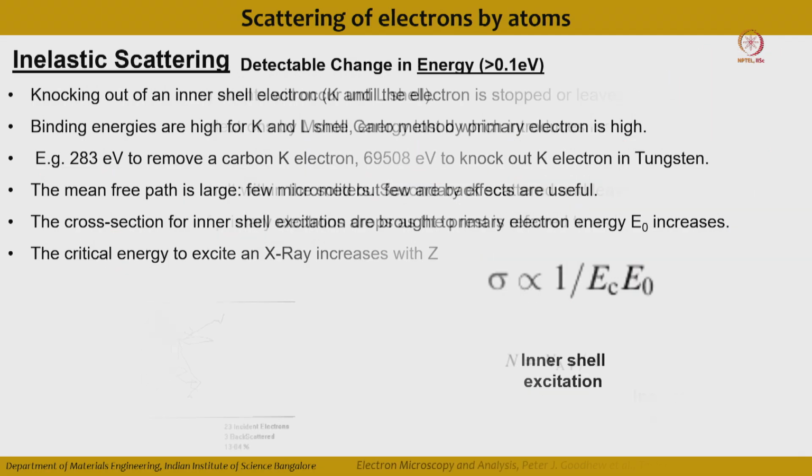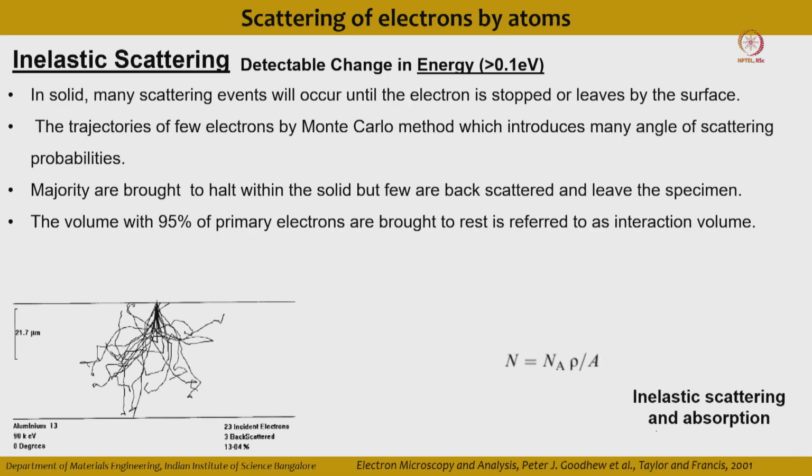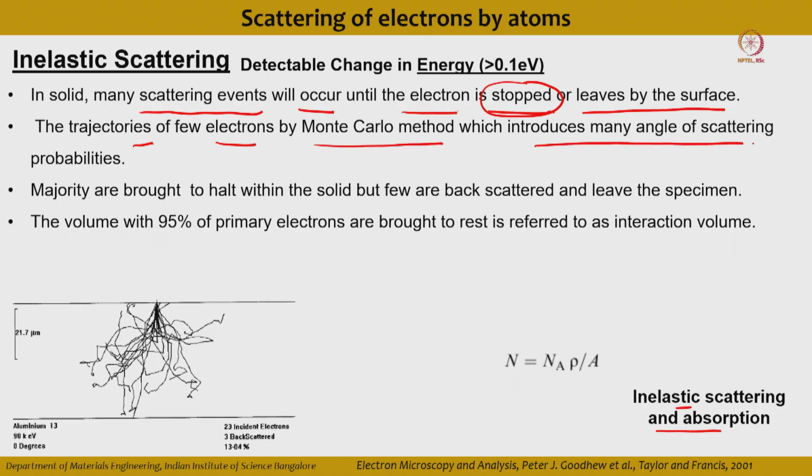Now comes the inelastic scattering and absorption. What is this? In solids, when the primary electron interacts with the sample, many scattering events will occur until the electron is stopped or leaves by the surface. Stopped means it is completely absorbed into the sample. The trajectories of a few electrons, simulated with Monte Carlo methods, which introduce many angle of scattering probabilities, show that the majority are brought to halt within the solid, but a few are backscattered and leave the specimen.